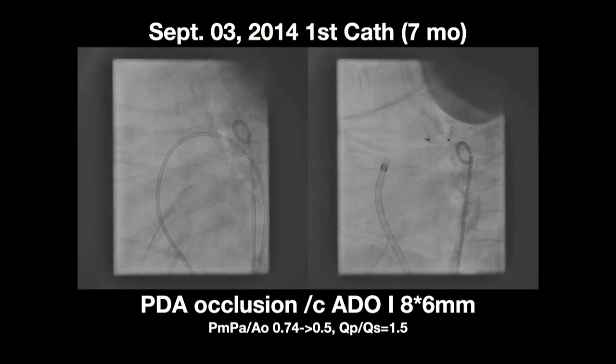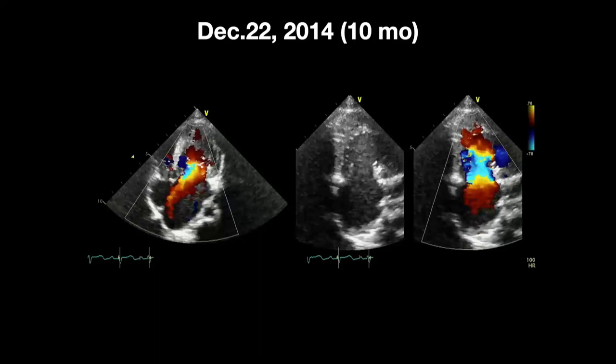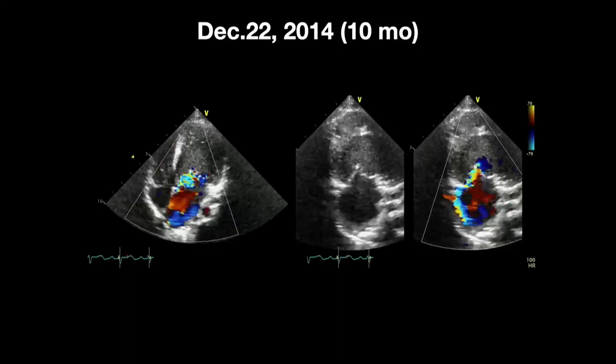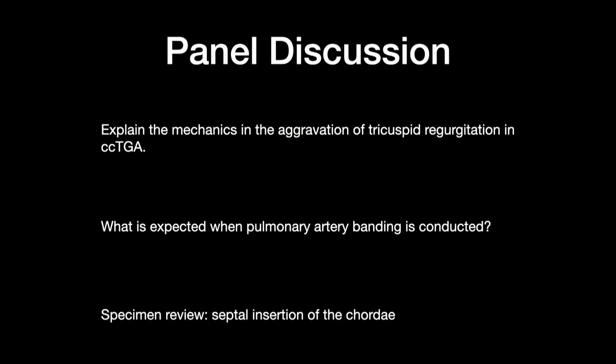And this is the follow-up echo 3 months later. We expected to decrease the functional MR, but 3 months later, the functional MR has aggravated with LV dilatation. So I will pass on to the panel discussion.